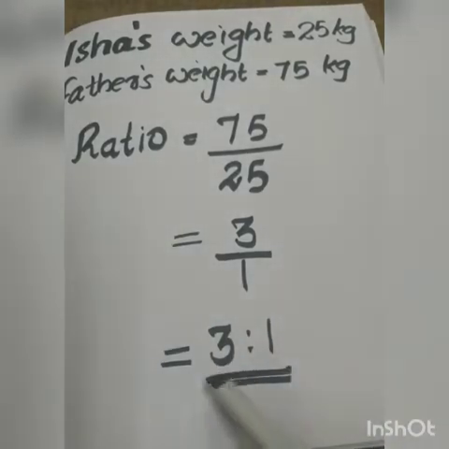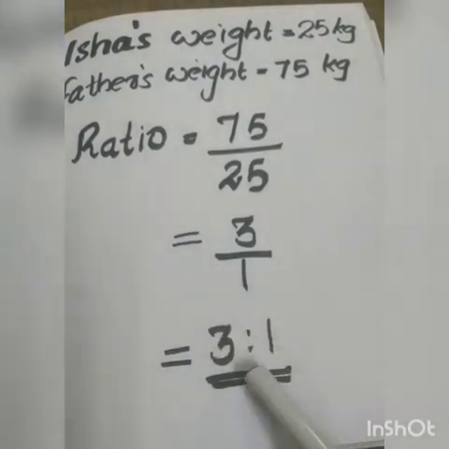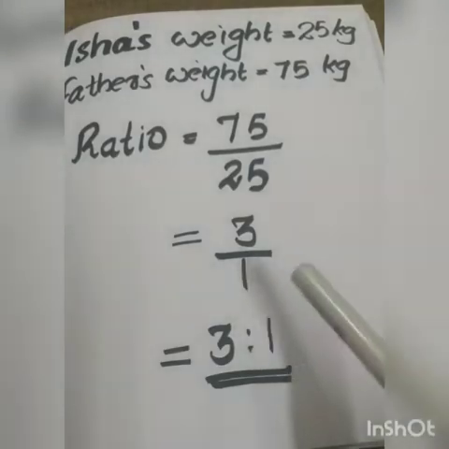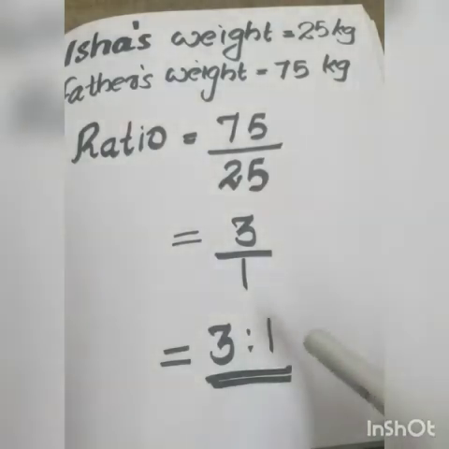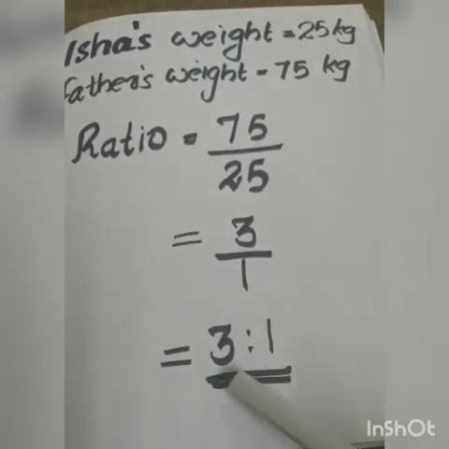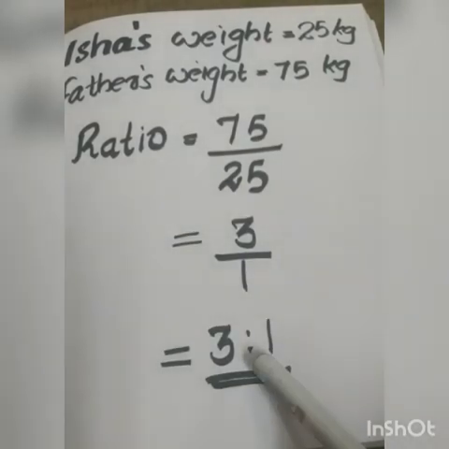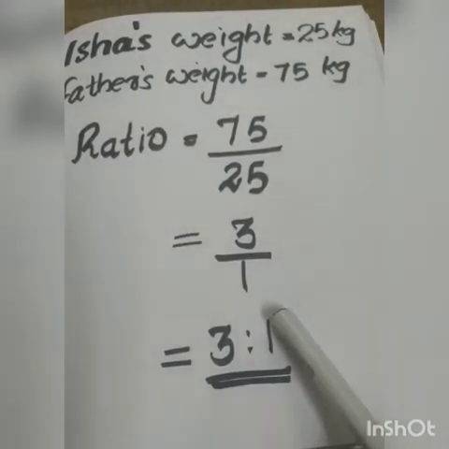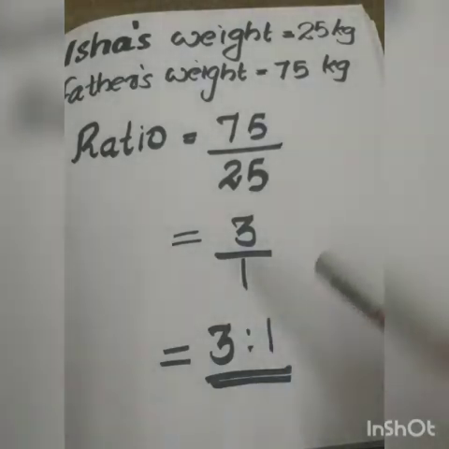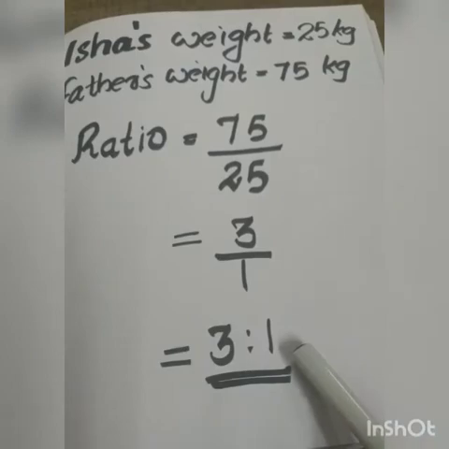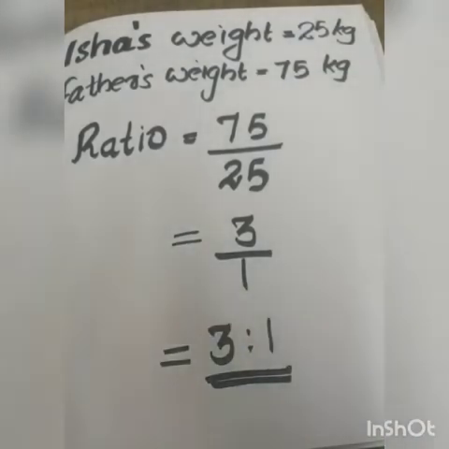Here 3 represents the weight of father and 1 represents the weight of Isha. So father's weight is 3 times Isha's weight. In this way we are comparing, and this is known as ratio. Comparing how many times one is of the other, that is the method of ratio. That means actually we are dividing the numbers and finding the ratio. Here the concept of fraction is also used. So this method is known as ratio and we use it mainly for comparison. So what is the ratio of father's weight to Isha's weight? 3:1, which means 3 represents father's weight and 1 represents Isha's weight.